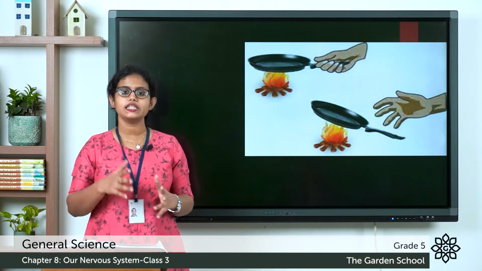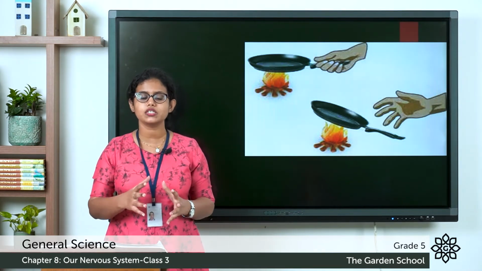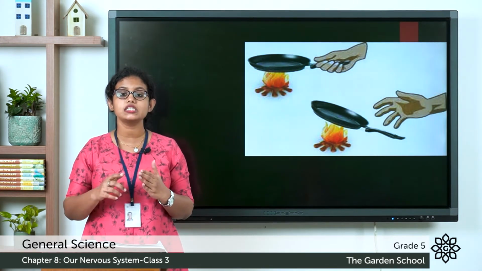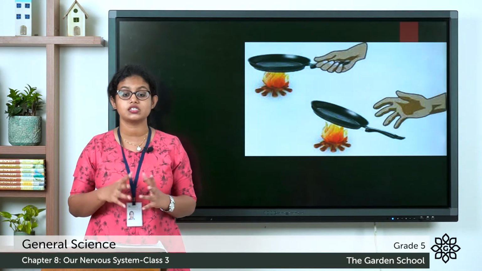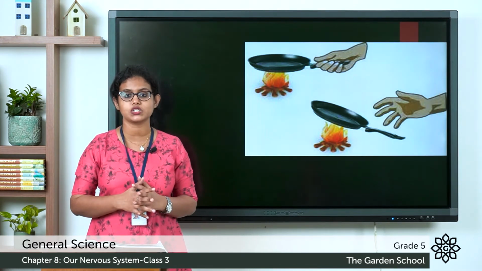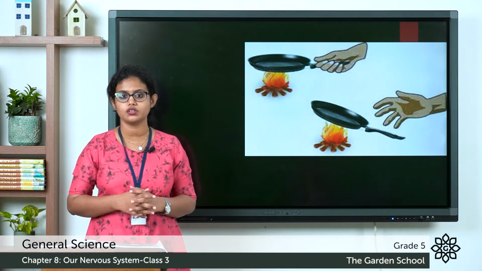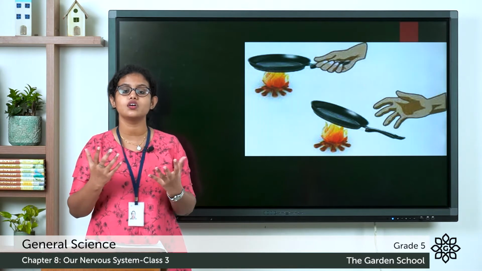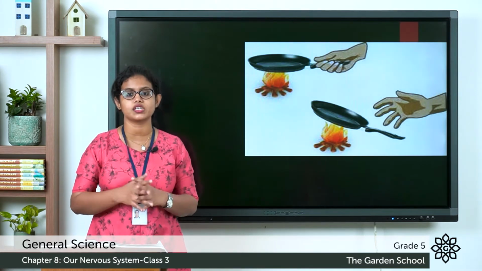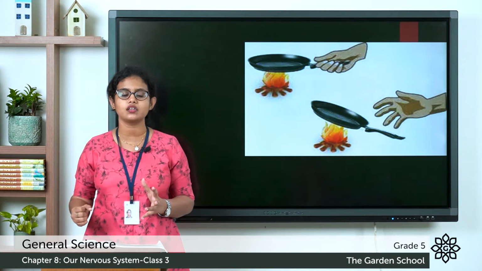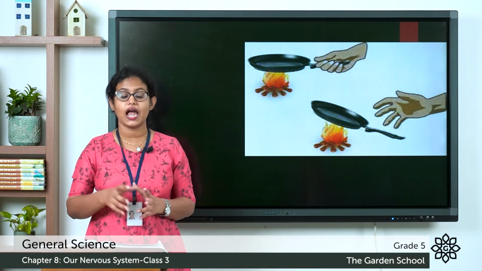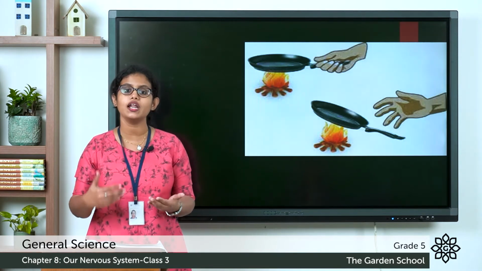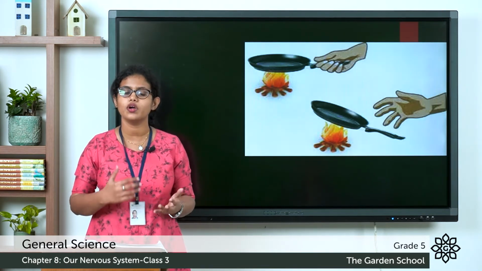Okay, so let's see how this works. When we touch a hot object, the sensory nerves in our fingers send a message to the brain and the spinal cord. Then the brain and the spinal cord produce a response to take back our hand from the hot object. And this message is carried by the motor nerves to our fingers. So this is how it works.